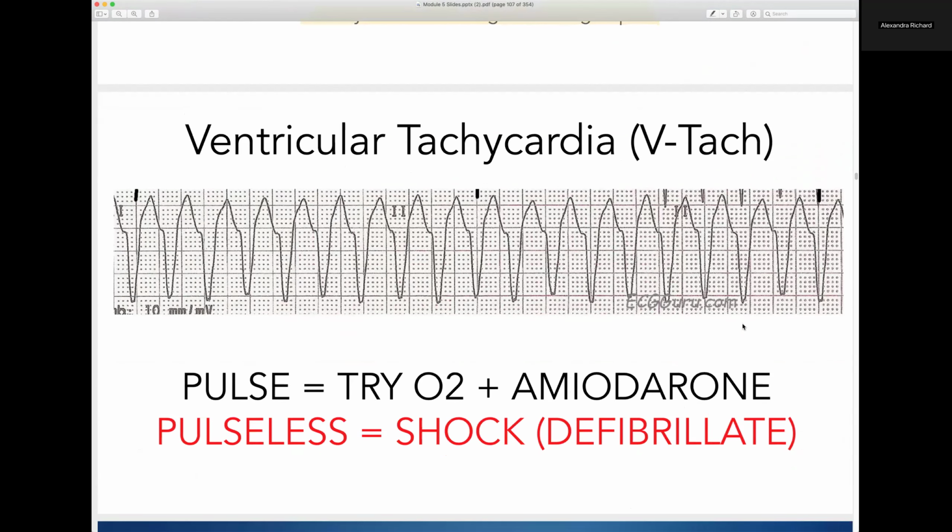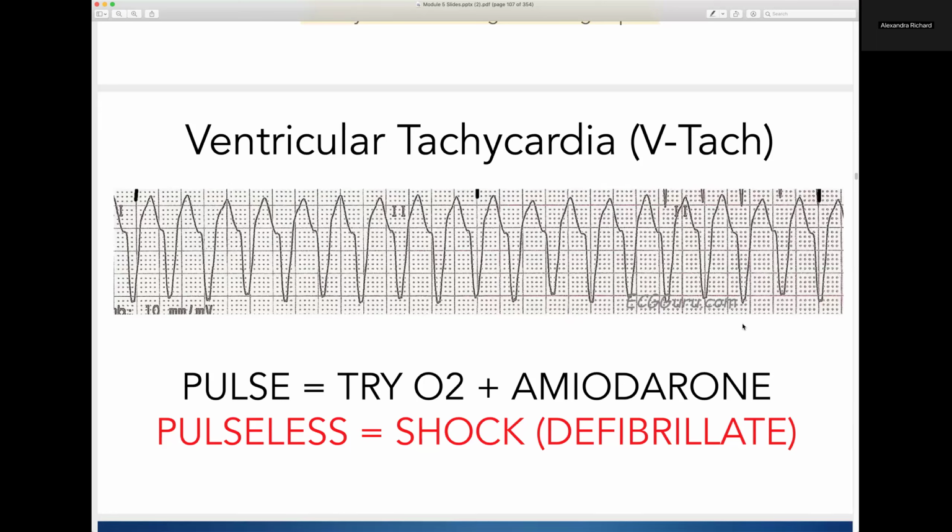Next up is ventricular tachycardia just in general. So Torsades de Pointes is a specific type of VTach, but now we're talking about VTach in general. So what you see on the screen here, is this monomorphic VTach or polymorphic? Monomorphic, very good.